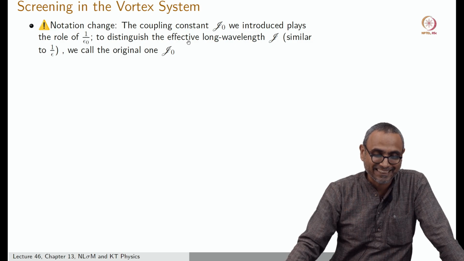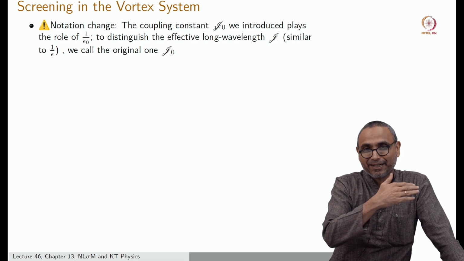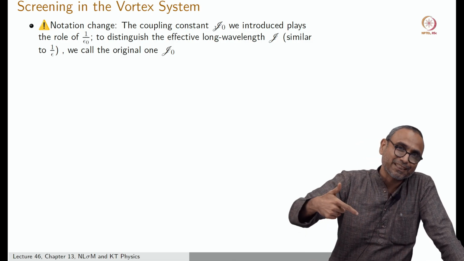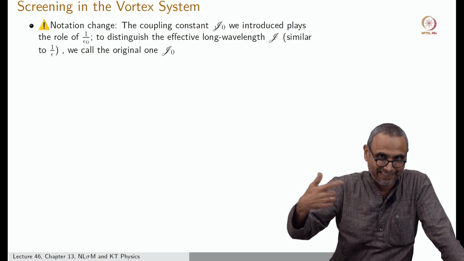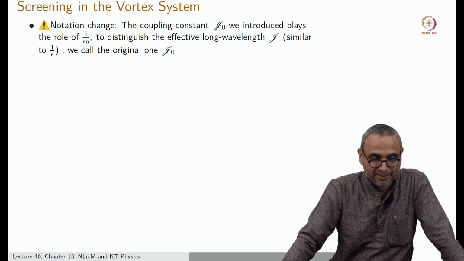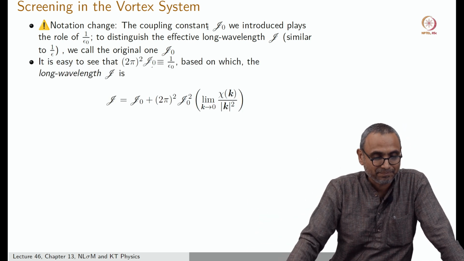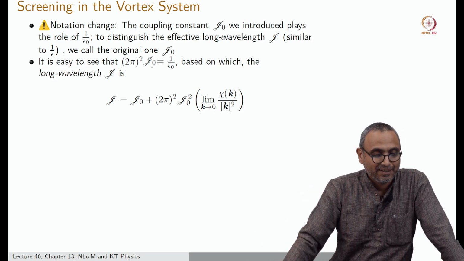So we will call this J0, which is the original J we had in the Hamiltonian, if you wish, and this J is what will show up after we allow for vortices to come in, the smaller vortices screening the larger vortices, etc. Vortex pairs is what I meant, right?